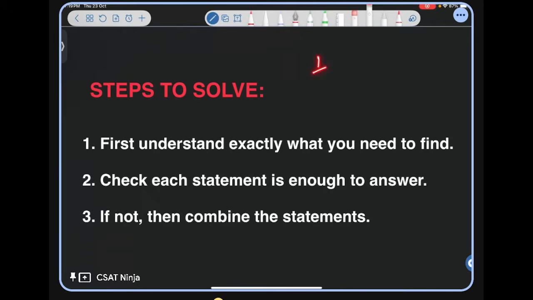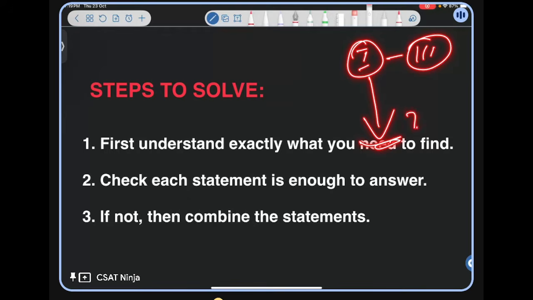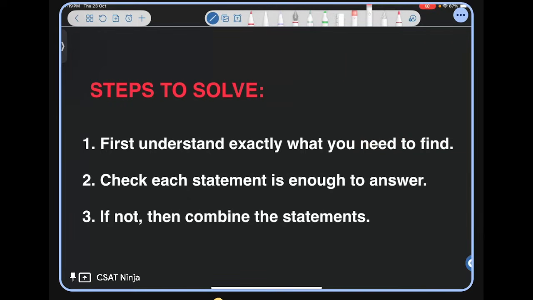Combined statement means using statement number 1 and 2 together. By combining these two, check whether you are able to answer what is asked in the question or not. Or combine statement number 1 and statement number 3 together, and check whether you are getting the answer. So you combine two at a time. That's how we approach the question. First, you read the question properly and understand what is asked. Next, check every statement, one statement at a time. After that, if you're not getting the answer, only then you check for combined statements. You combine two statements each and check whether you're getting the answer or not.